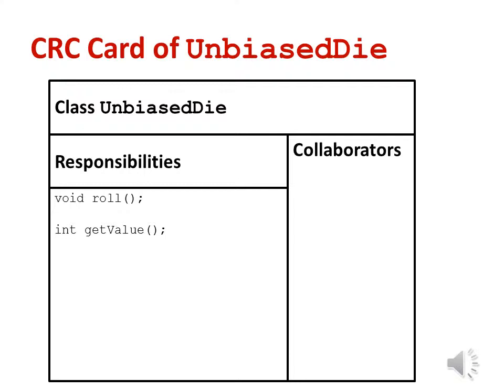A simpler method is to represent a class in a CRC card. The CRC card specifies the name of the class, its responsibilities, and its collaborators. For the class unbiased die, the responsibilities are to roll the die when asked and to return the value of the rolled die when asked. These responsibilities are written in the CRC card as void roll and int get value. This class has no collaborators.